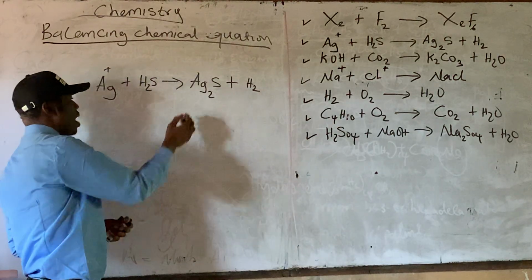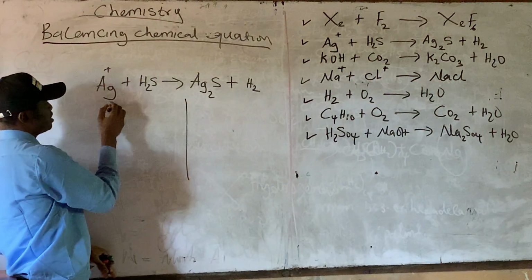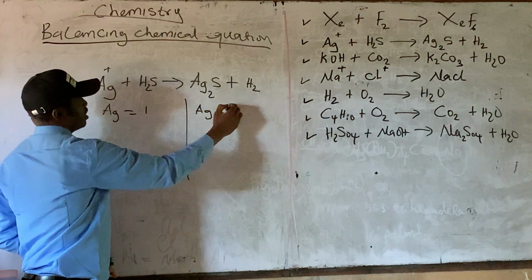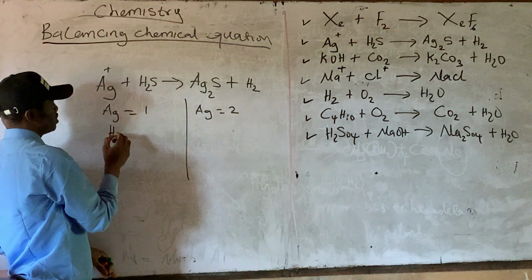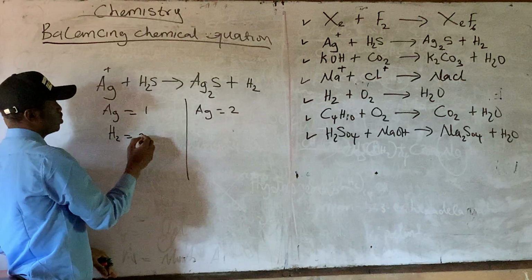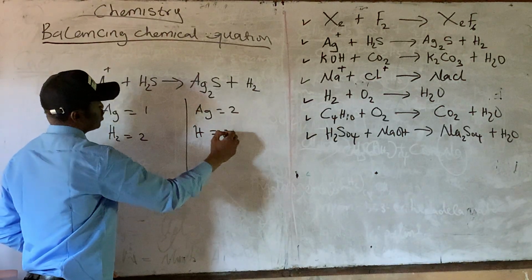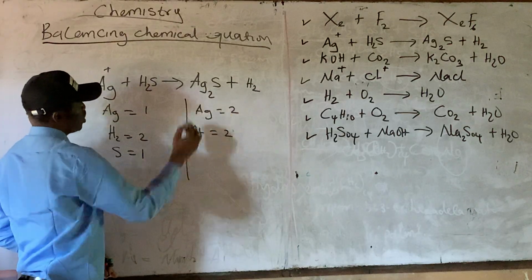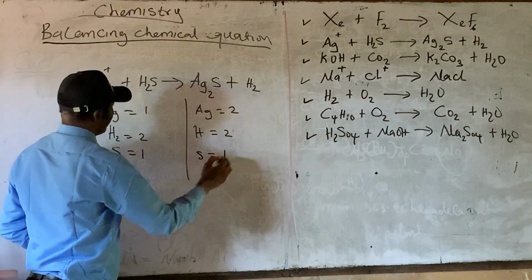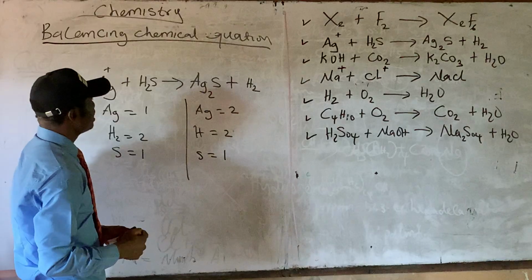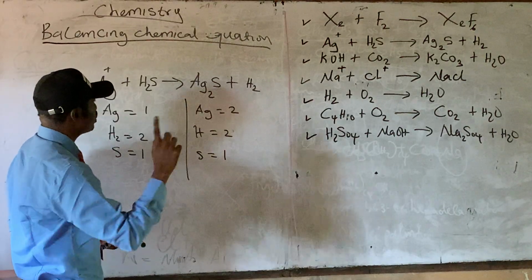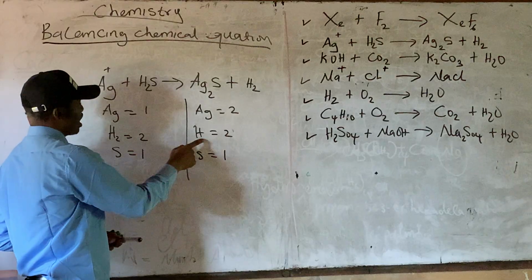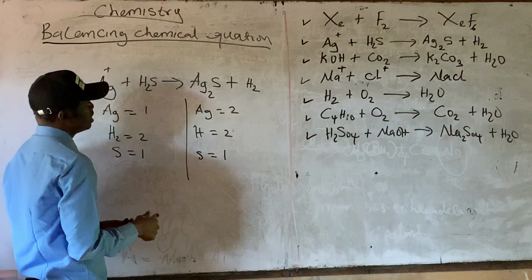Now, let's count the number of atoms of the elements. Silver is 1. Silver over there is 2. Hydrogen is 2. Hydrogen over there is 2. Sulfur is 1. Sulfur over there is 1. So is the equation balanced? No, it's not balanced. So sulfur is good, hydrogen is balanced.